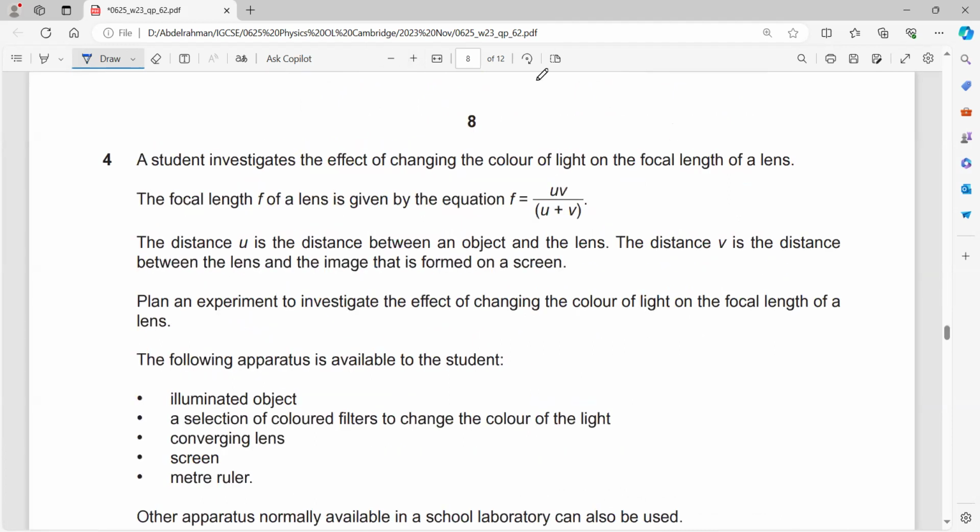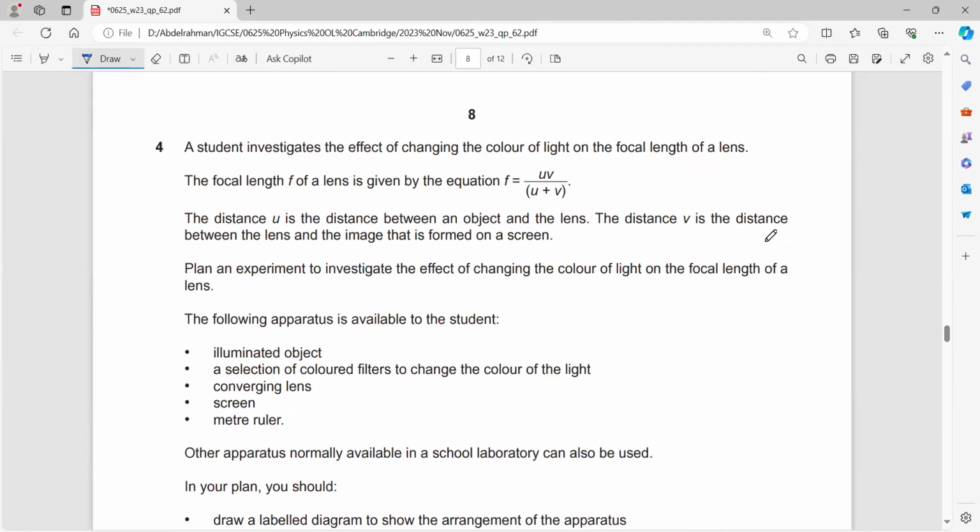A student investigates the effect of changing the color of light on the focal length of a lens. He calculates the focal length using the equation. The distance U is the distance between the object and the lens. The distance V is the distance between the lens and the image formed on the screen. I have two distances, U and V. The first one is between the object and the lens. The second one is between the lens and the image on the screen.